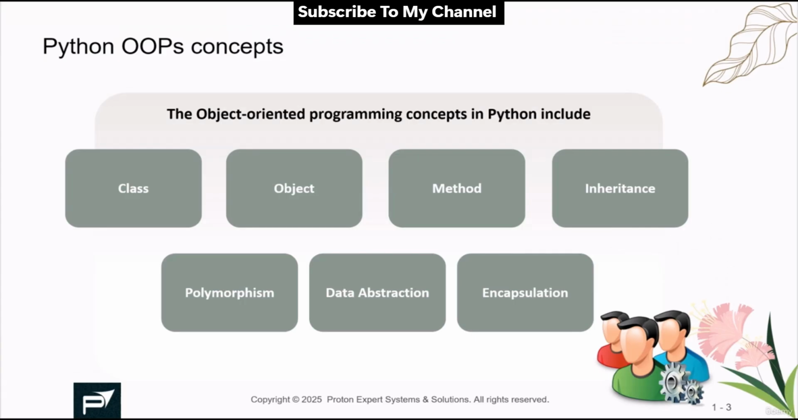The object-oriented programming concepts in Python include class. It is a group of objects or it's a blueprint of objects defining the common attributes and behavior. A class is defined under a class keyword. Objects. It is an instance of a class. It has an entity that has state and behavior. Method. Method is a function that belongs to an object. These are used to define the behaviors of an object.